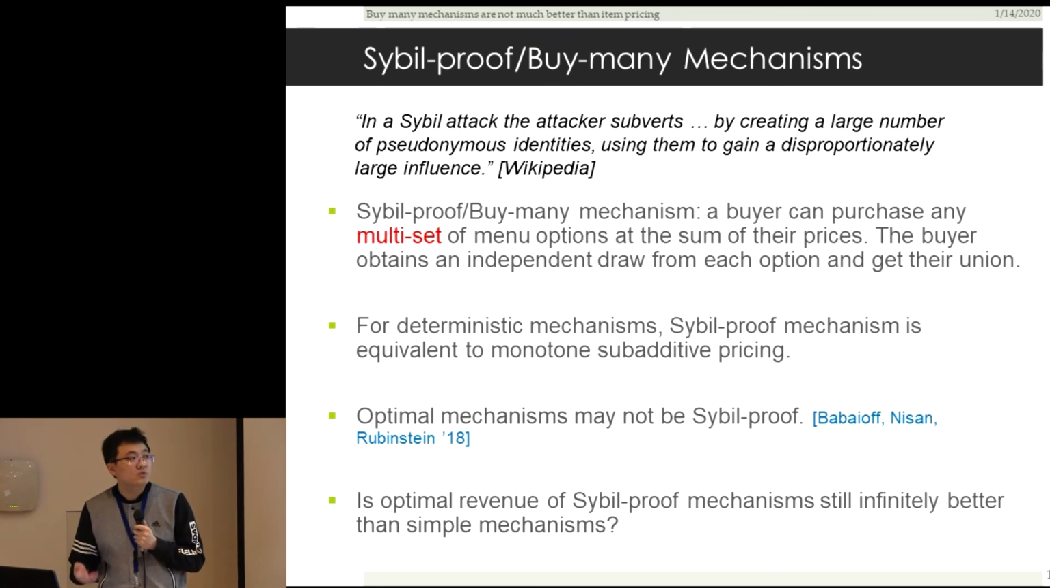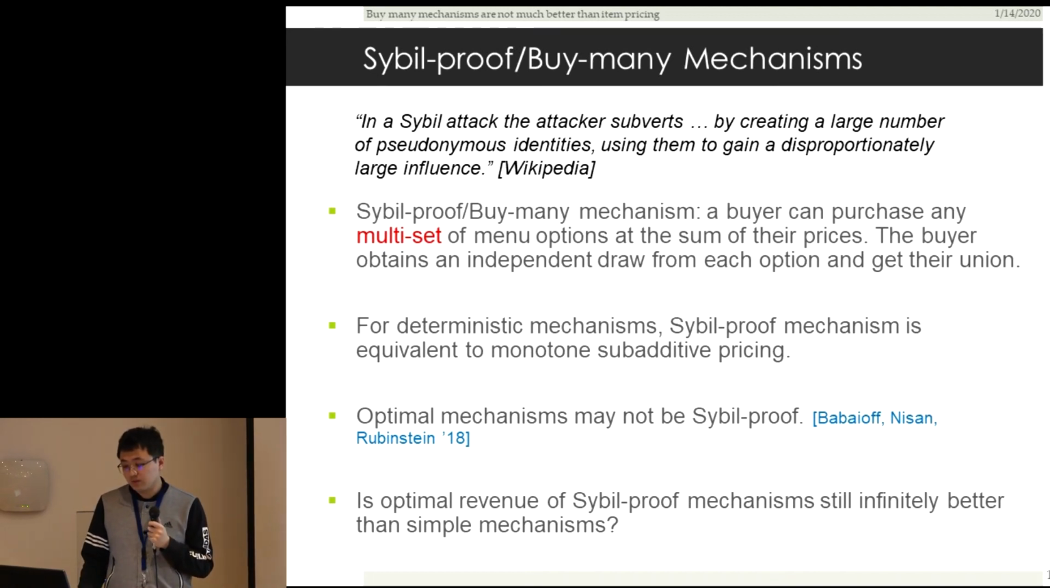So a specific case of this class of mechanism, for deterministic mechanisms, the by many mechanism is simply equivalent to the class of mechanism we have studied a lot, that is monotone subadditive pricing. There have been previous results saying that the optimal mechanisms may not be simple, even for additive buyers with independent valuation functions. And we want to ask, is the optimal revenue of by many mechanisms still infinitely better than simple mechanisms? So the answer is false, and now we propose our main result.